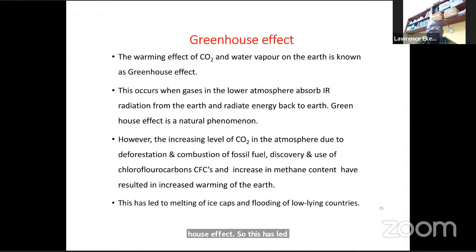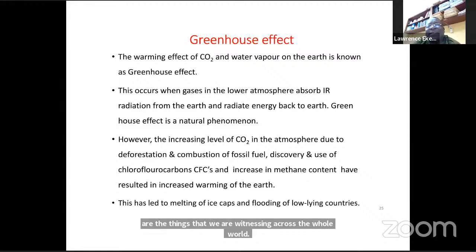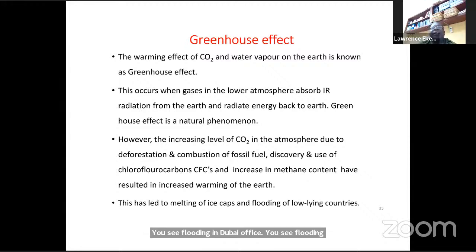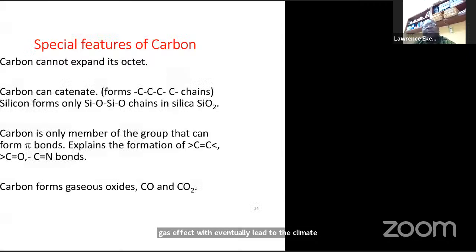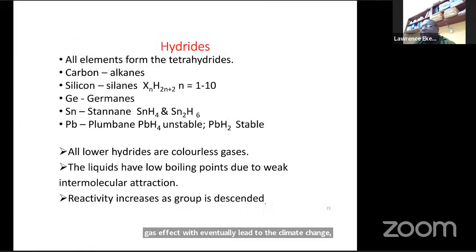This has led to flooding of low-lying countries, and all these are the things that we are witnessing across the whole world. You see flooding in Dubai of recent, you see flooding in some parts of the United States of recent, we see flooding in some parts of Turkey of recent. All this as a result of the climate change effect, the greenhouse. So the accumulation of the greenhouse gas effect will eventually lead to climate change in the earth.